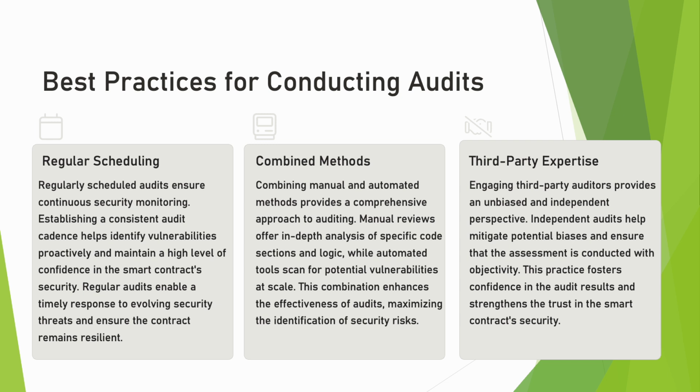Combined methods. Use both manual and automated methods for comprehensive audits. This combination enhances the effectiveness of audits, maximizing the identification of security risks. Third-party expertise. Engaging third-party auditors provides an unbiased and independent perspective. Independent audits help mitigate potential biases and ensure that the assessment is conducted with objectivity. This practice fosters confidence in the audit results and strengthens the trust in the smart contract security.